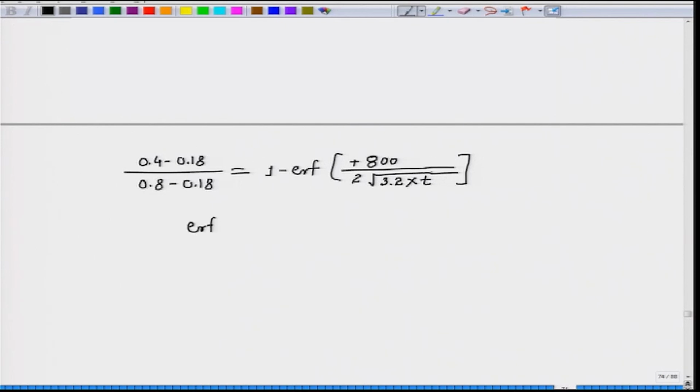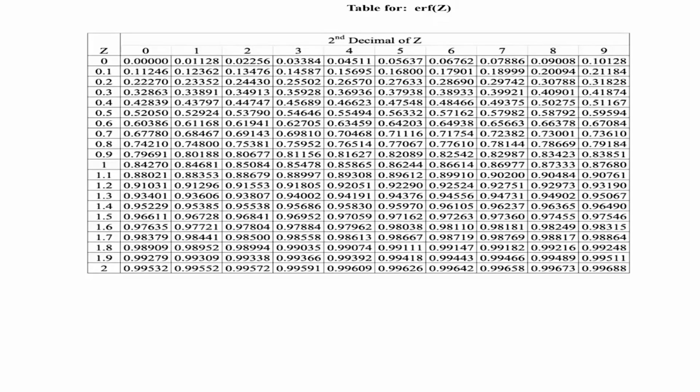So, let us call this quantity inside the error function as z. From this equation we get error function z equal to 0.64516. So, we need to first evaluate the value of z which will give error function z equal to 0.64516. For that we can refer to the standard error function tables which are available. So, this is the error function table.